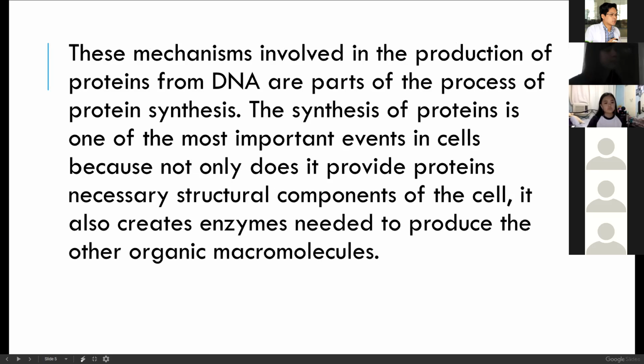These mechanisms involved in the production of proteins from the DNA are parts of the process of protein synthesis. The synthesis of protein is one of the most important events in cells because not only does it provide proteins necessary for structural components of the cell, it also creates enzymes needed to produce the organic macromolecules.